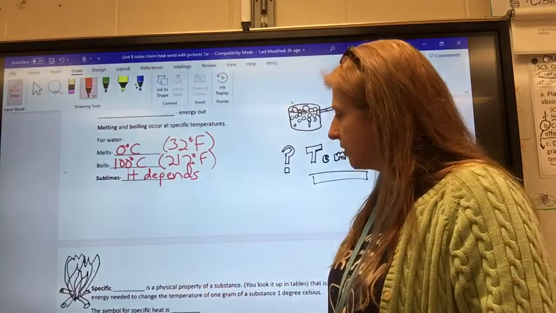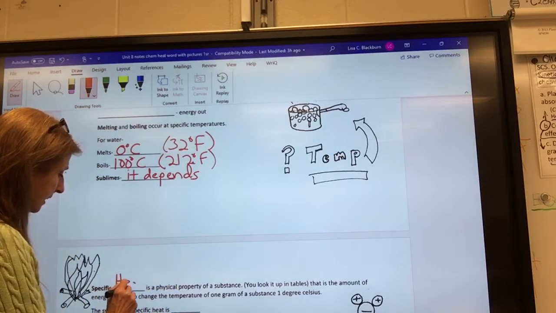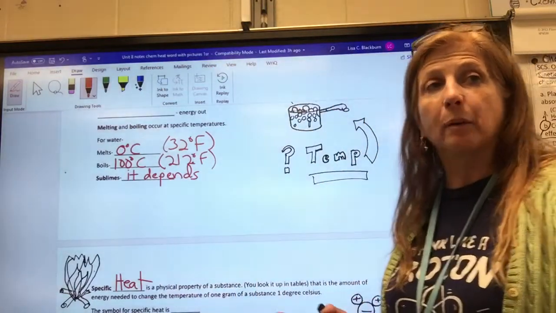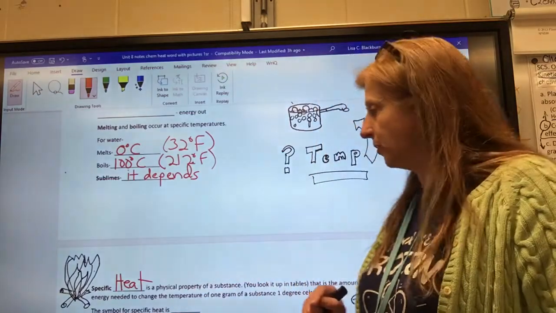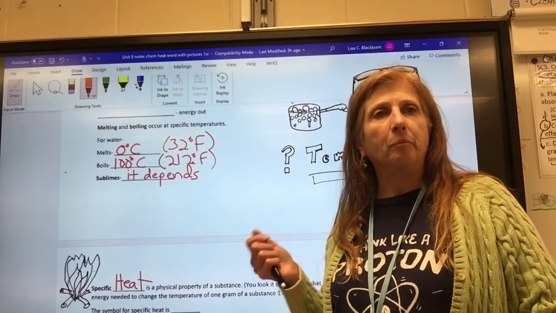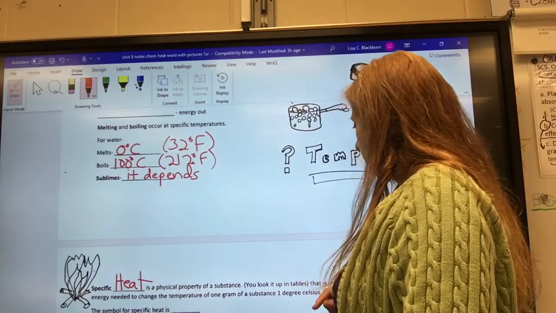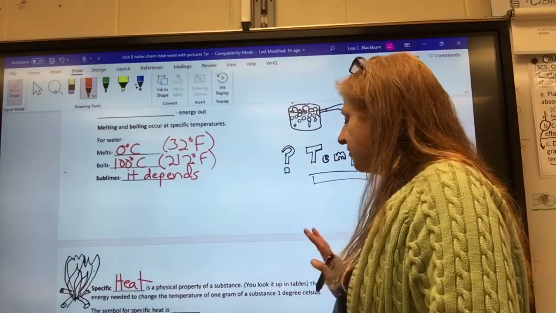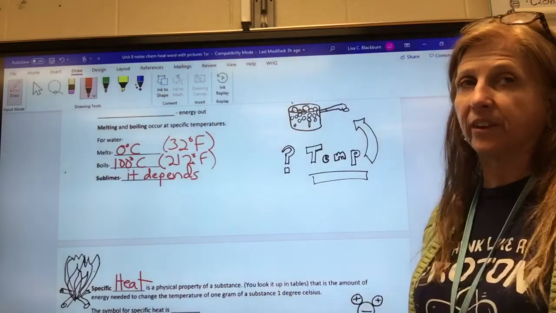All right, so the next concept is called specific heat. It's a physical property of a substance. You look it up in tables. If you had a chemistry book, it would be in a table in the back for you to look up. It might have some specific heats on the back of that periodic table that I have laminated. I'll let y'all use it. It's a physical property of a substance, just like color and melting point. And it's the amount of energy needed to change the temperature of 1 gram of substance 1 degree Celsius.